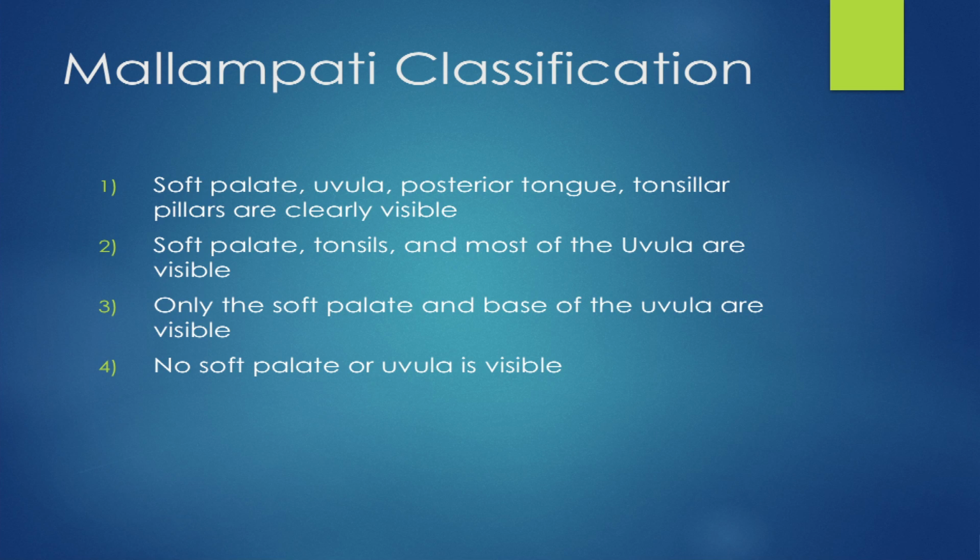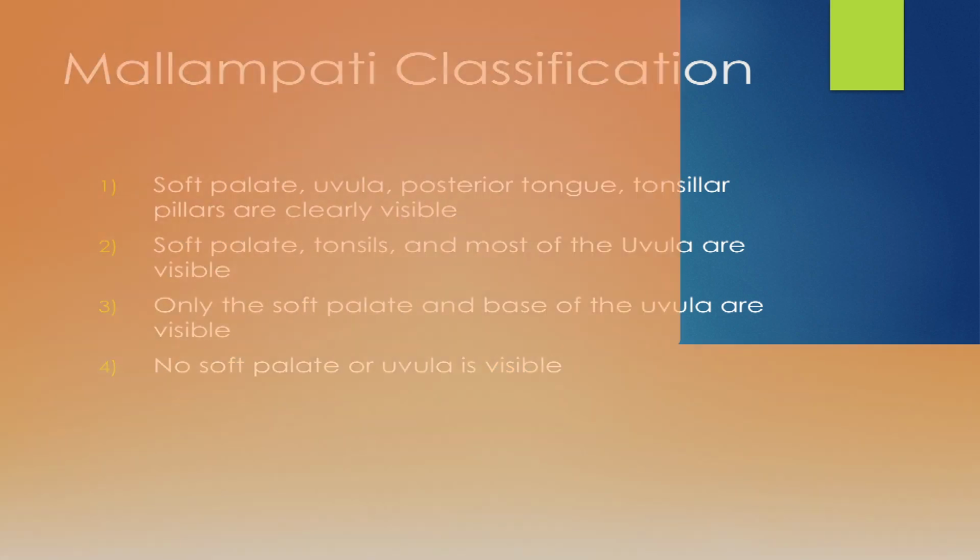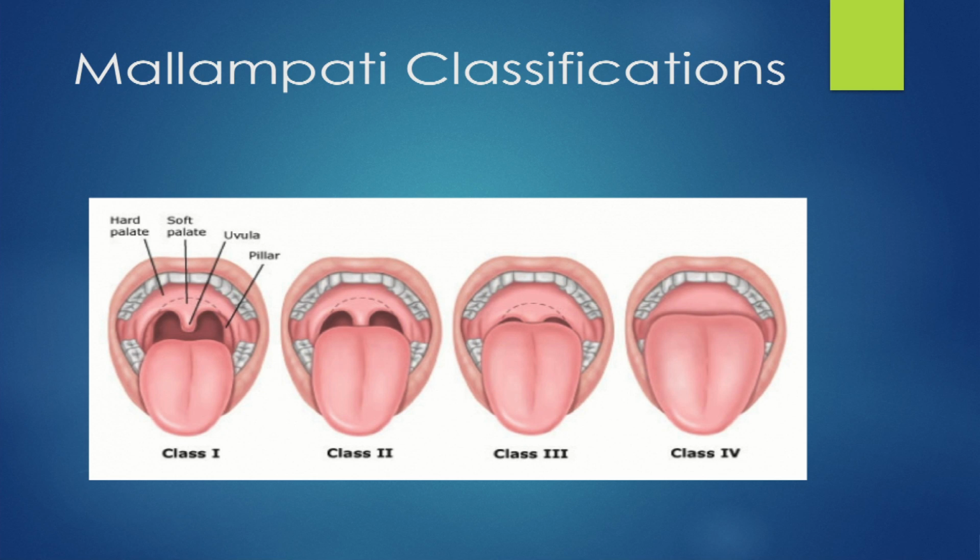Mallampati 3. Only the end of the soft palate and the base of the uvula are visible. Mallampati 4. You cannot see the end of the soft palate and the uvula is not visible. So let's move on to these illustrations. If we look at the illustration on the left, Mallampati Class 1, you can see the entire uvula, you can see the end of the soft palate, and the airway is significantly open.